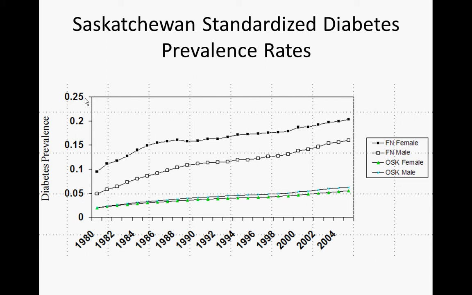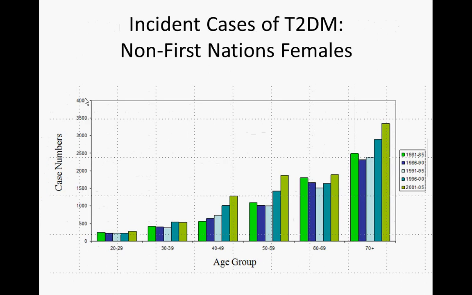Thirdly, while the non-Aboriginal population exhibits a pattern seen widely within the U.S. as a whole, which is rates of diabetes among men outstripping those among women, among our First Nations population, it's quite the reverse, with women being associated with higher rates than men.